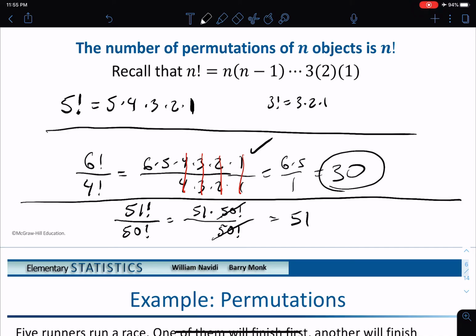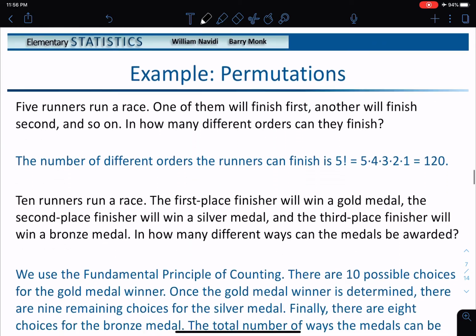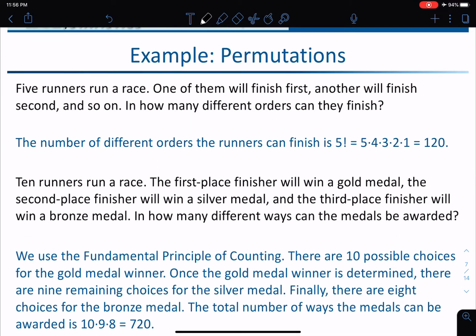Okay, I think that will work there. Okay, so now let's move on. So an example of permutations: 5 runners run a race. One of them will finish first, another will finish second, and so on. In how many different orders can they finish?